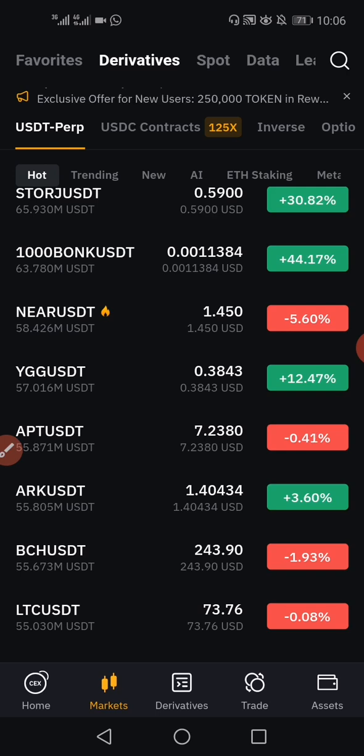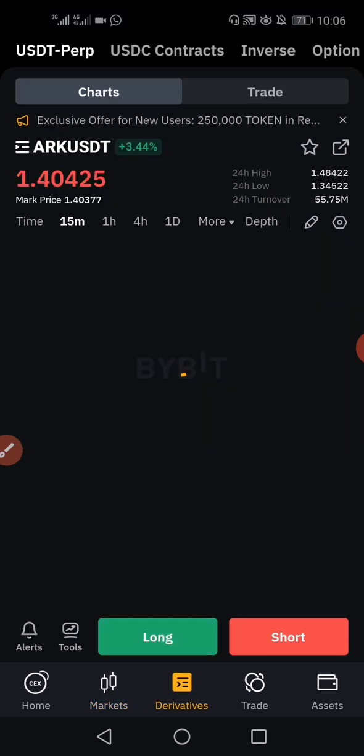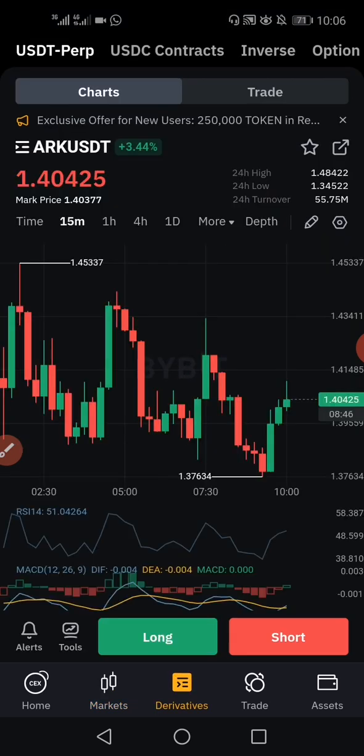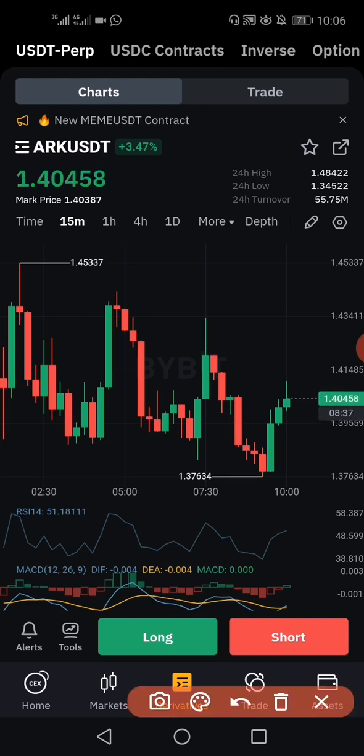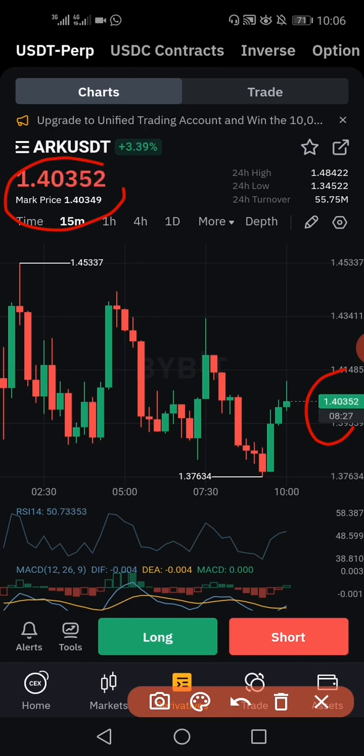Let me select a coin. Okay, let's look at this coin, ARC. ARC is at 1.4. This is the current price. Okay, now, so we don't know if it's actually on the uptrend, but we are going to find out.